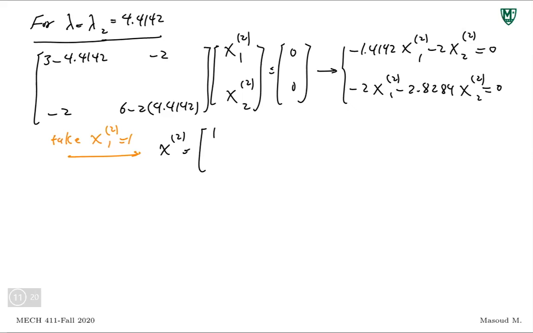If I did not make any mistake, this becomes minus 0.707. And this is your second mode shape. As easy as that. Now, first mode, if you want to imagine or think about what it looks like, this is the first mode.